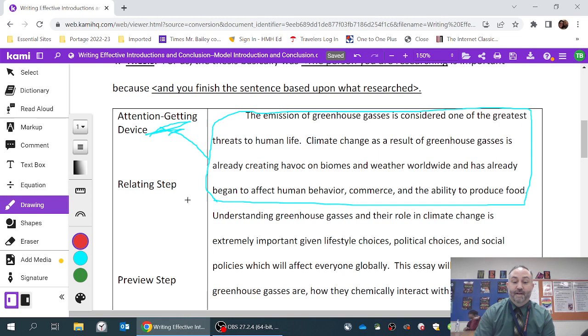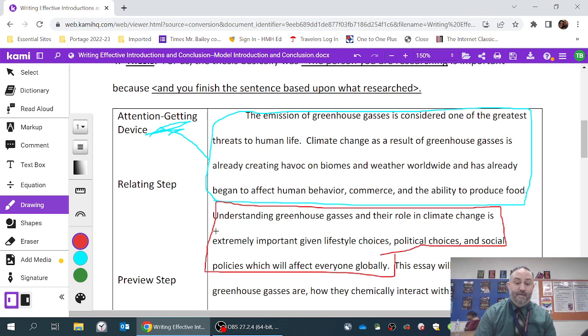So then, secondly, the relating step. Understanding greenhouse gases and their role in climate change is extremely important given lifestyle choices, political choices, and social policies which will affect everyone globally. So this right here is the relating step. Why should anybody care about the emission of greenhouse gases?